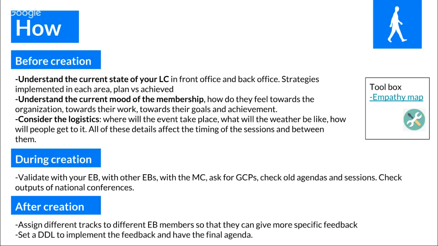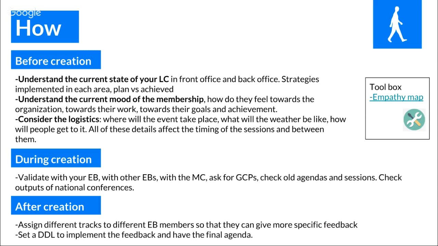When it comes to the how, of course, it's divided into before, during, and after, and the most part comes in the before. Because before creating an agenda, we need to understand the current state of our LC in terms of operations, back office, what we are implementing, what we are not implementing, how is the plan versus achieved, if we are growing or not growing, the strategies that are in place. All of this will give us a broader perspective into the work that we are doing.